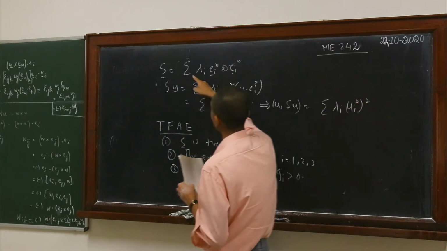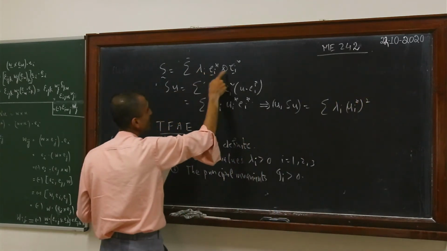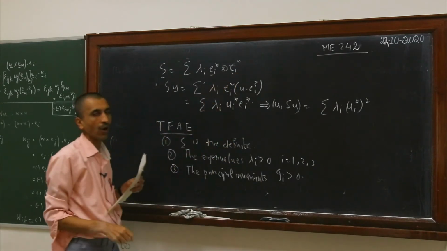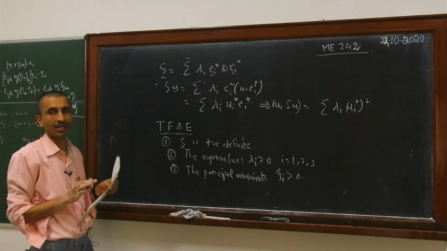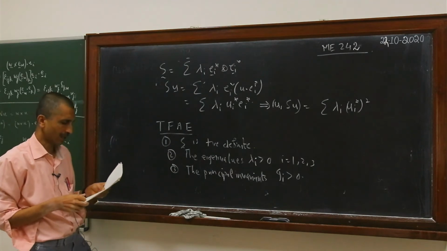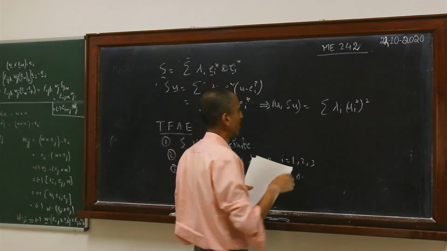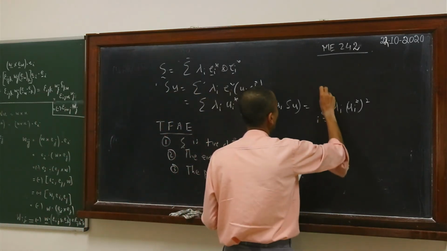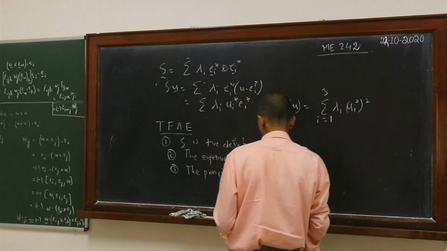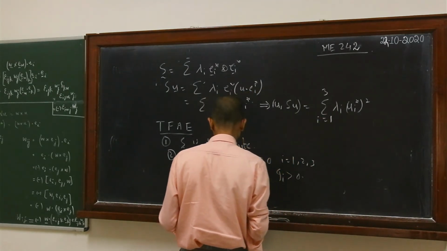Remember we have to put the summation sign, because otherwise the summation convention will get violated. So I am writing the summation sign in this particular case here. This is from i equal to 1 to 3. Now let us try to show some of these results.